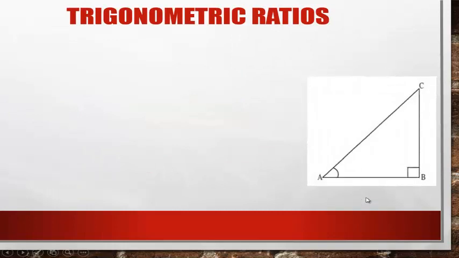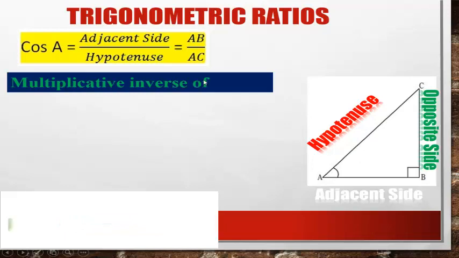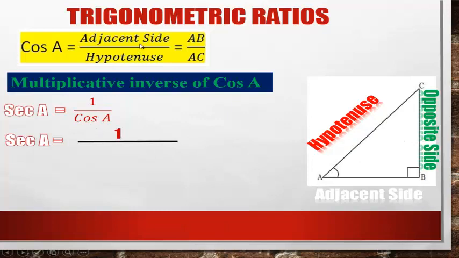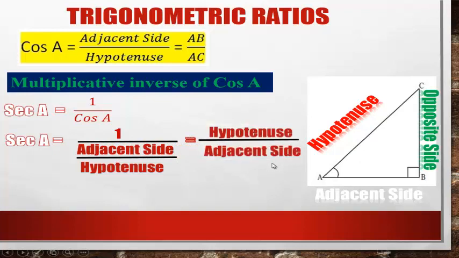Next, we know that cos A is adjacent side by hypotenuse. The multiplicative inverse of cos A is called secant A, that is secant A equals 1 by cos A, which is 1 by adjacent side by hypotenuse. Here the denominator becomes the numerator and the numerator becomes the denominator. Therefore, secant A is hypotenuse by adjacent side, that is AC by AB.